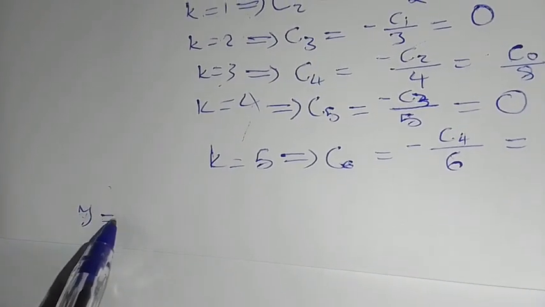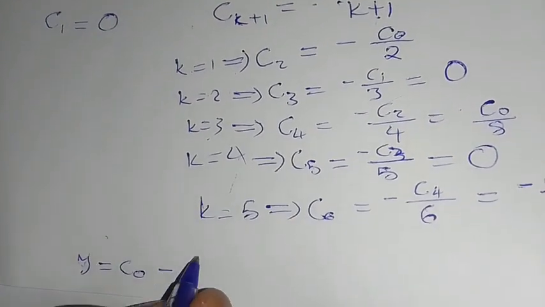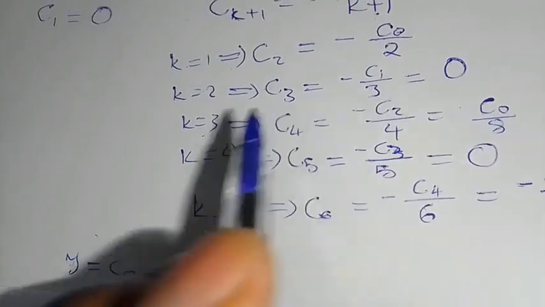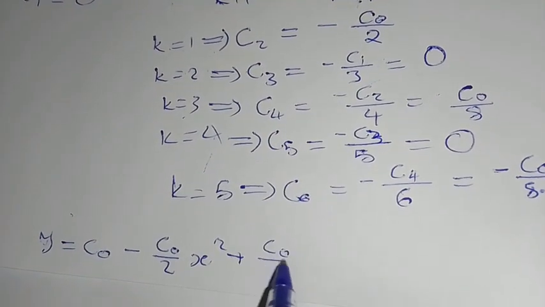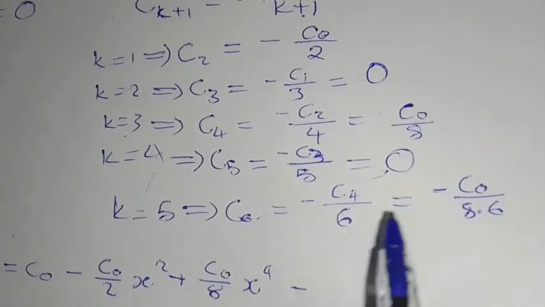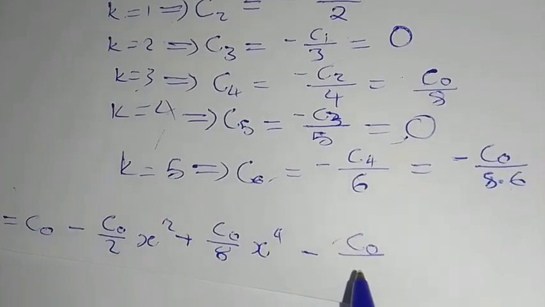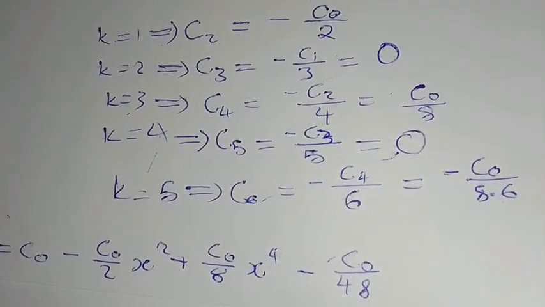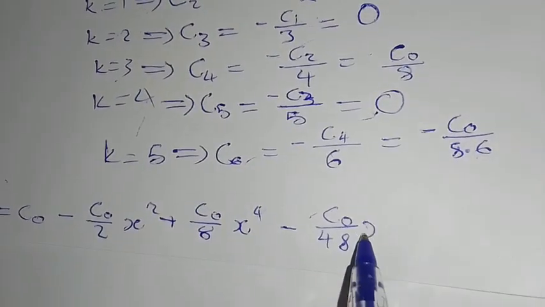So that means that y equals c naught, and c1 is 0. So we skip c1, and c2 is negative c naught over 2 x squared. c3 is 0. And then we have c4 there, and c4 is positive c naught over 8 x to the 4th, minus, c5 is 0, c6 is negative c naught over 8 by 6, and 8 by 6 is 48. Okay, then that series is just going to progress like that.